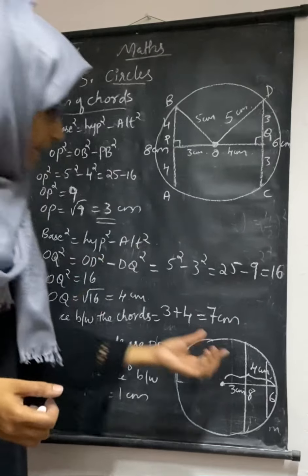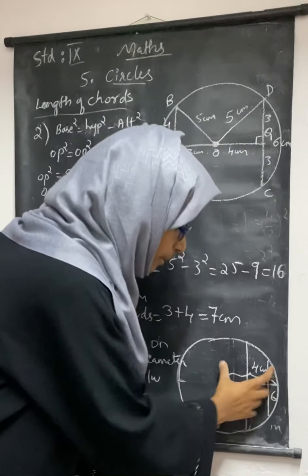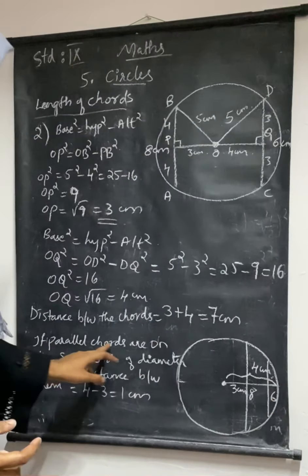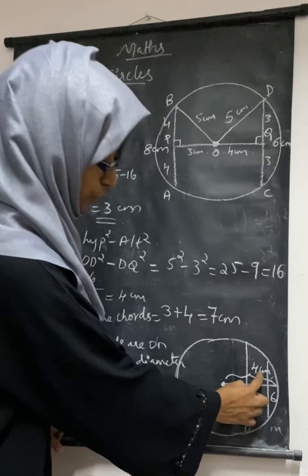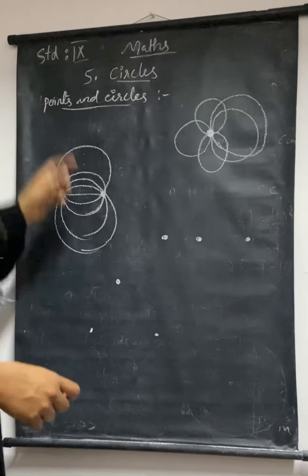So they are asking the distance between these two chords. What will it be? You know that 4 minus 3 gives the remainder, so that way you can do it. If parallel chords are on the same side of the diameter, then the distance between them is 4 minus 3, which is 1 centimeter.